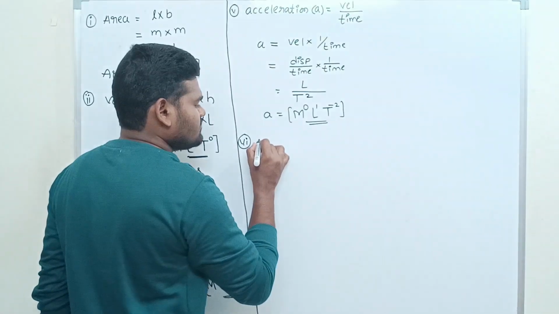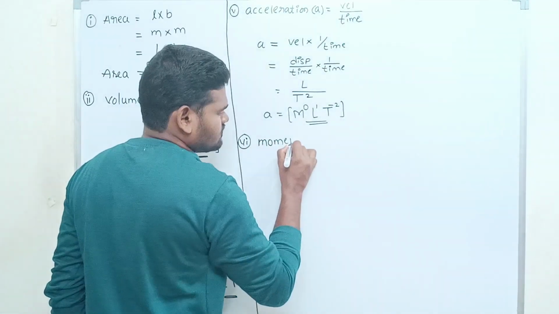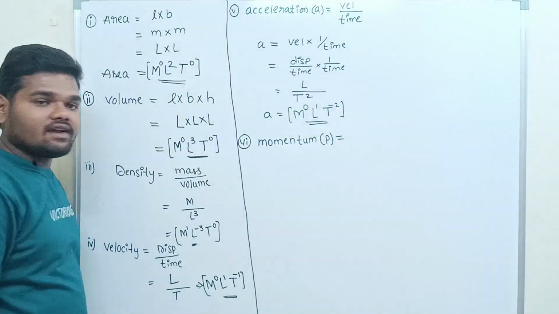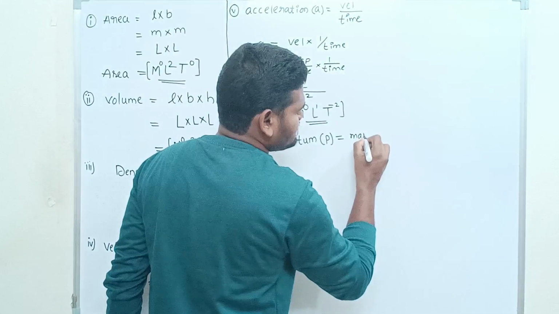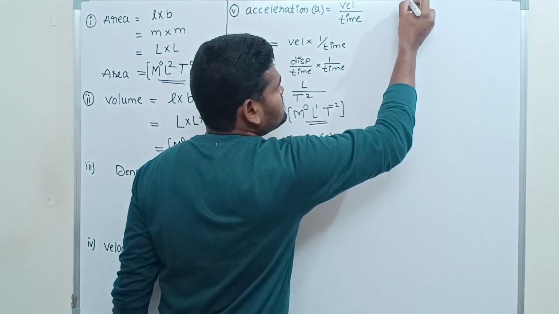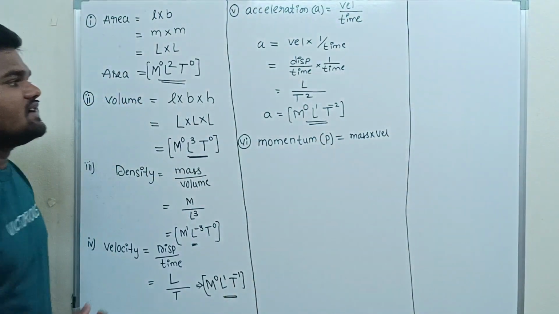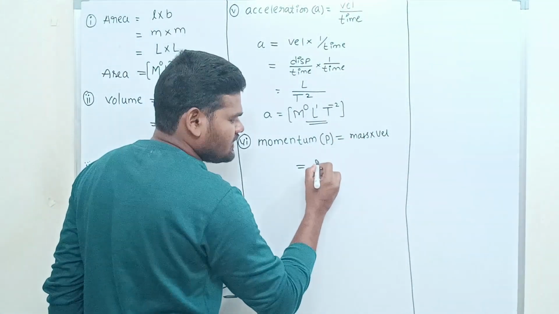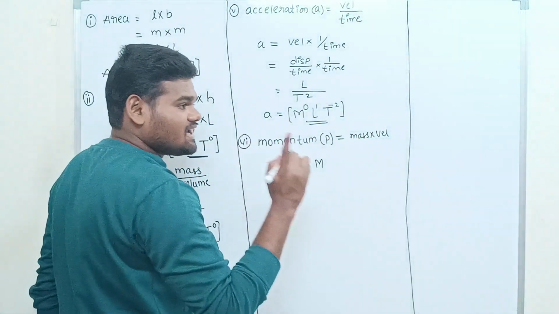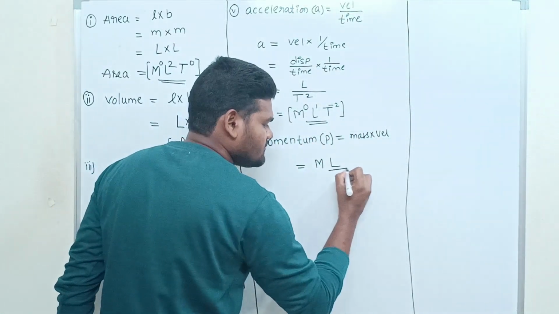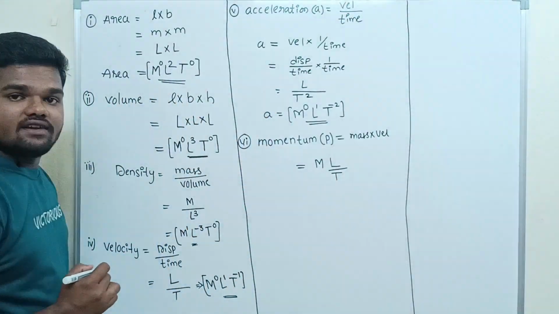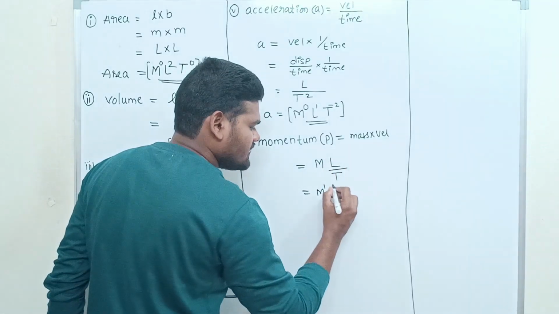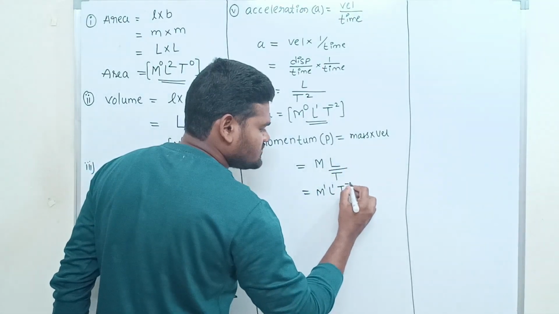The sixth one is momentum. Momentum can be represented by P. Momentum is equal to mass into velocity. Mass into velocity is called momentum. What is the dimensional formula for mass? Capital M. Velocity is nothing but displacement by time. Are you getting? Right. So M power 1, L power 1, and T comes to numerator, its power turns negative.